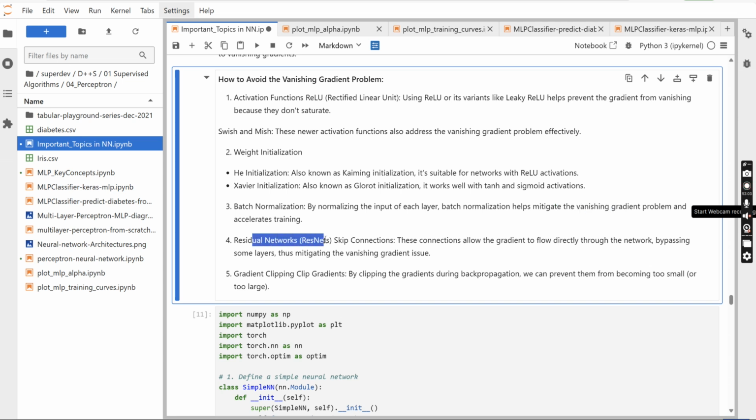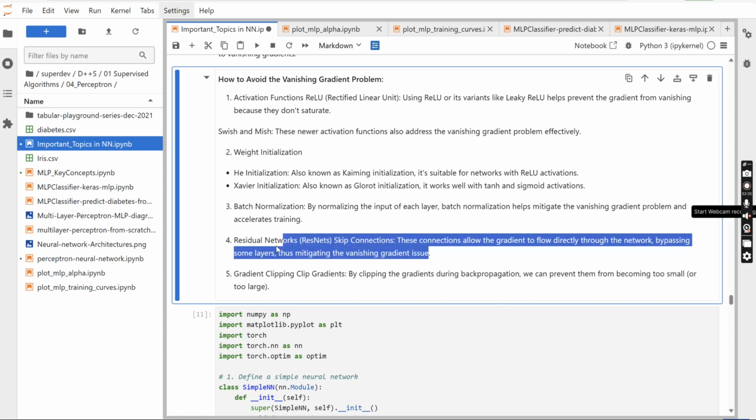Next is ResNets, residual networks. In residual networks, we have something called skip connections. It's a different type of neural network. Skip connections will allow the gradient to flow directly throughout the network without modification. It will bypass some layers. Between the first hidden layer and the 7th hidden layer, you will not modify it; you will copy and paste as is. That's what skip connection means.